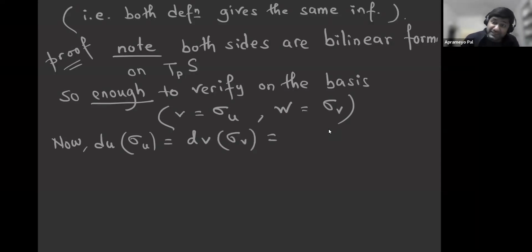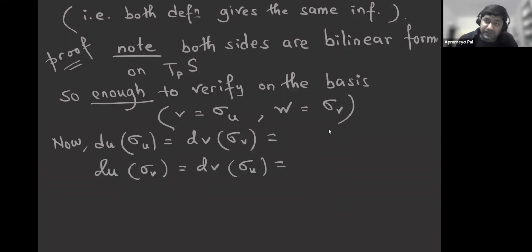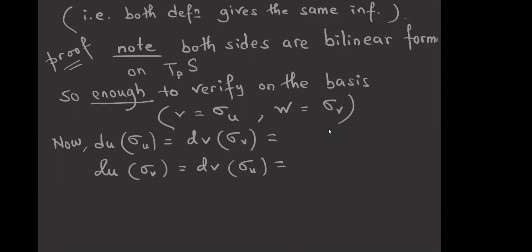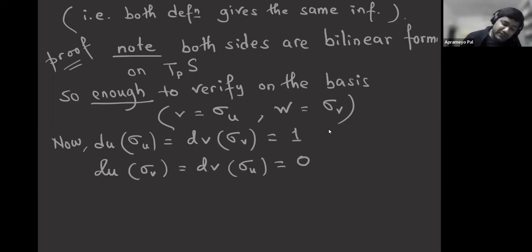Any guess what this is? So du of sigma U, what's the value? What is it going to be? Any guesses? And similarly, I'm going to ask du of sigma V and dV of sigma U. Any guesses? 1 and 0. Yes, 1 and 0.